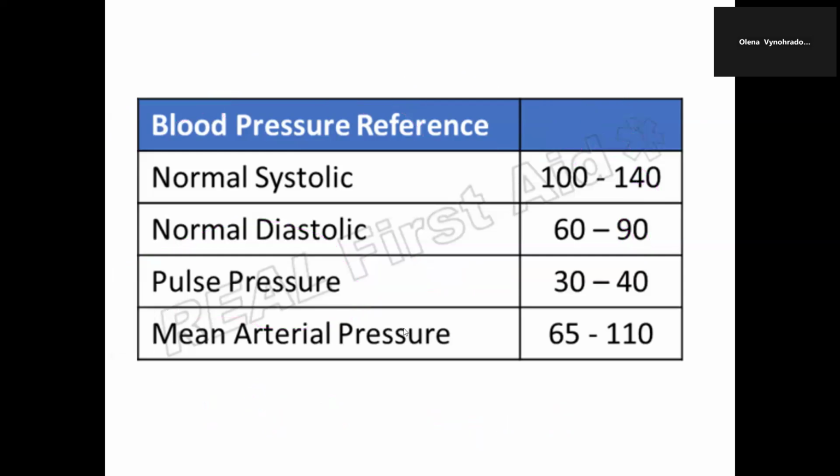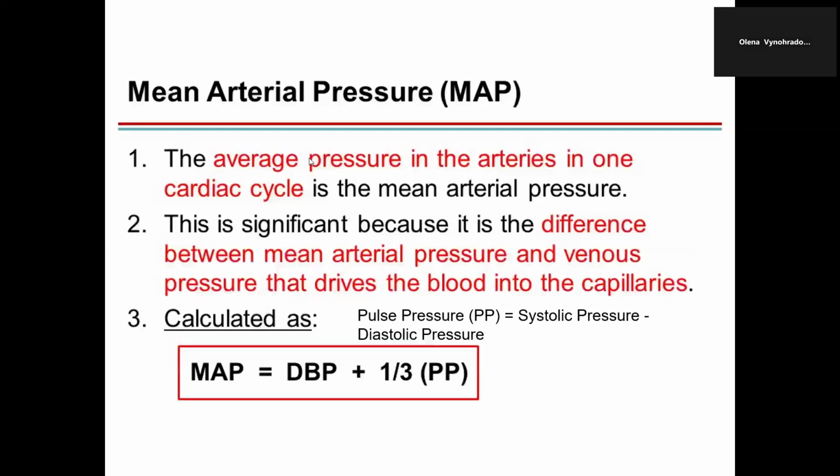Mean arterial pressure is like the average between systolic and diastolic, normally from 65 to 110. We can calculate mean arterial blood pressure according to a formula: diastolic blood pressure plus pulse pressure divided by 3. This is the average pressure, the mean arterial pressure. This is significant because the difference between mean arterial pressure and venous pressure drives the blood into the capillaries.